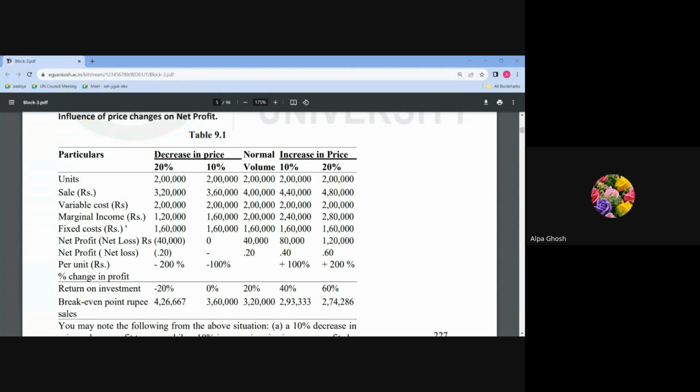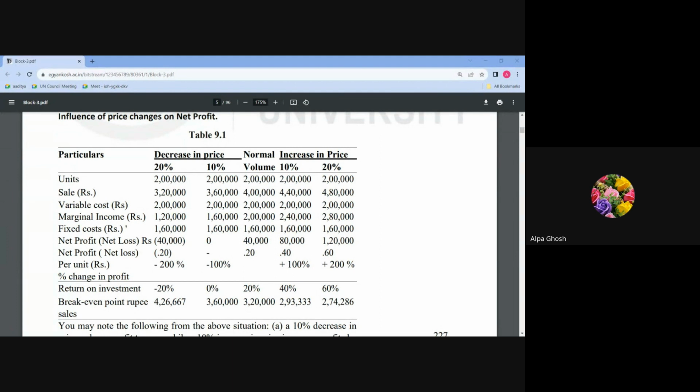Now you come to normal. From this normal, we are again going to move to the next one, that is increase in price. Remember, units are fixed. So 2 lakh is the unit. Now we are increasing 10%. So normal is 4 lakh. What will be the 10% of 4 lakh? 40,000. So 4 lakh plus 40,000, you can see the sale value is 4 lakh 40,000. Am I clear?